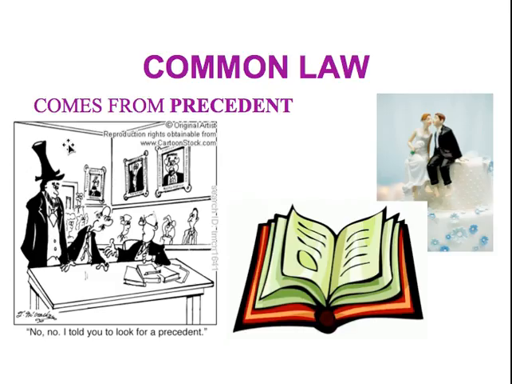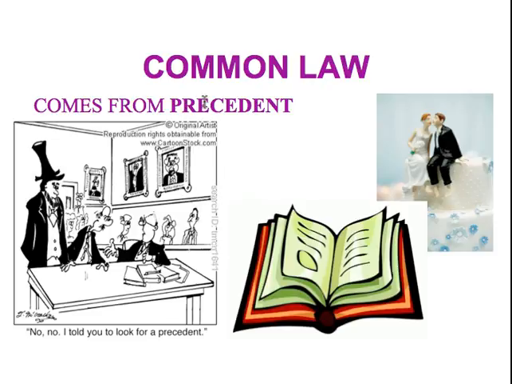After statutory laws, we have common law. Now, common law is the one that's going to make the most sense to us because it just makes sense. It comes from something called a precedent. A precedent is a previous judicial decision. If a judge rules one way, chances are that if a similar case comes up in the future, he will rule in a similar way based on that previous case.